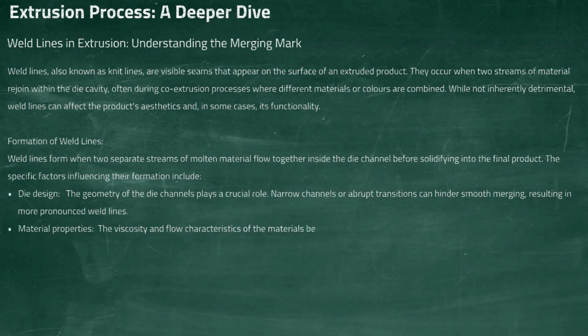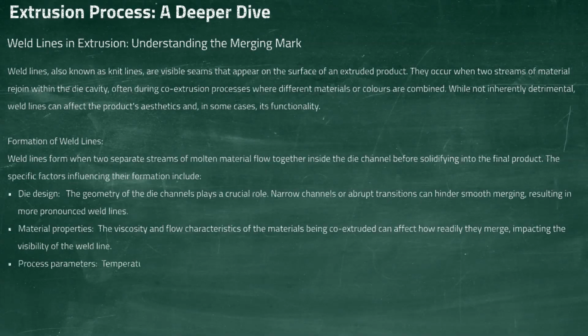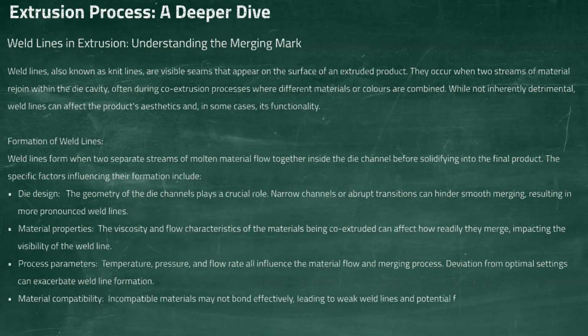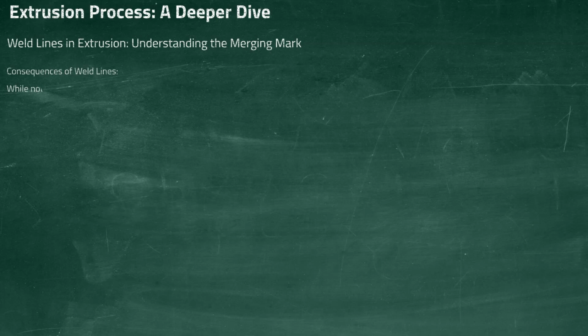Material properties: the viscosity and flow characteristics of the materials being co-extruded can affect how readily they merge, impacting the visibility of the weld line. Process parameters: temperature, pressure, and flow rate all influence the material flow and merging process. Deviation from optimal settings can exacerbate weld line formation. Material compatibility: incompatible materials may not bond effectively, leading to weak weld lines and potential functional issues.